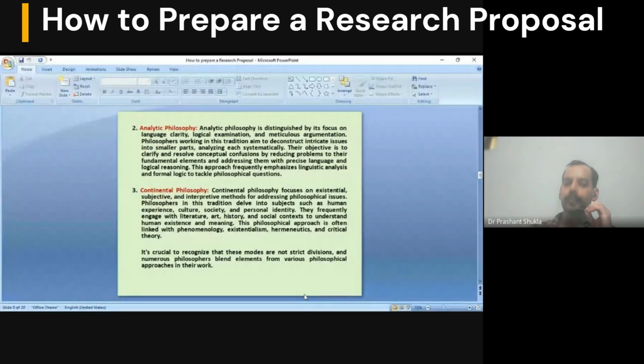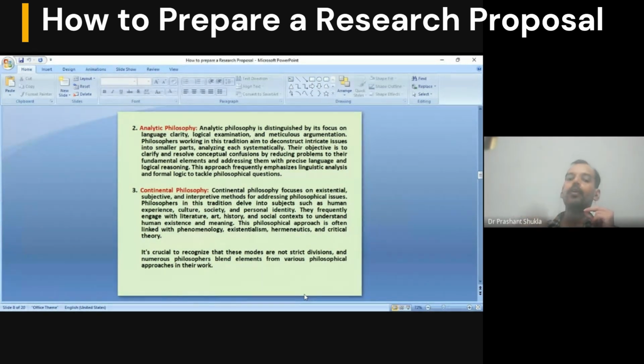But it is crucial here to recognize that these modes or approaches are not airtight divisions, and numerous philosophers blend elements from various philosophical approaches in their works. So, what I want to emphasize here is that once you start your work, you have to be clear in your mind which particular approach you are going to favor. Are you going to make a speculative research? It is perfectly okay. Are you going to make an analytical research? That is also perfectly okay.